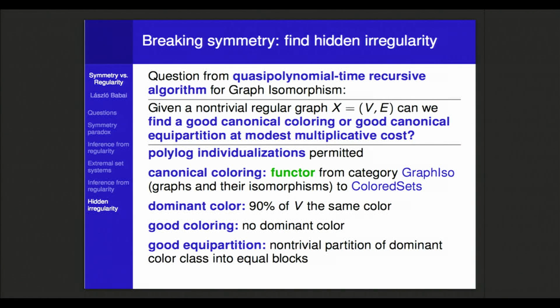So the question that I'm going to discuss here comes from this quasi-polynomial time algorithm for graph isomorphism that I have been working on. And the title of the section, so I am getting to the last question now among the 4 questions that I listed, is hidden irregularity. Okay, so how is this irregularity hidden? The graph may look very regular, but a small number of individualizations already destroys that regularity. Okay, so that's what I mean by hidden irregularity.